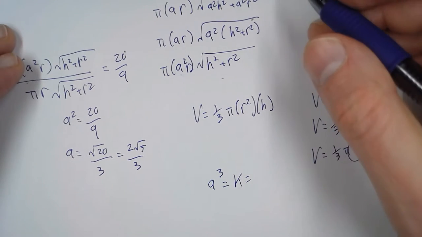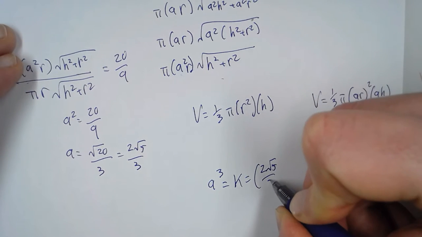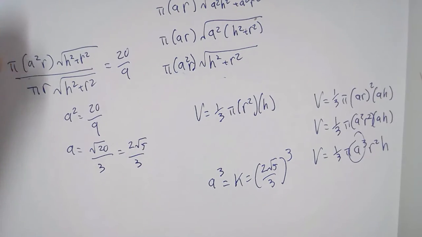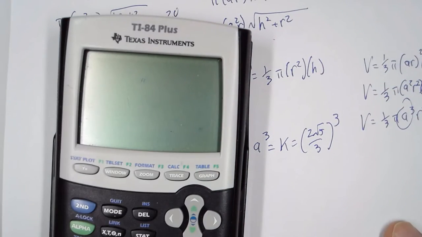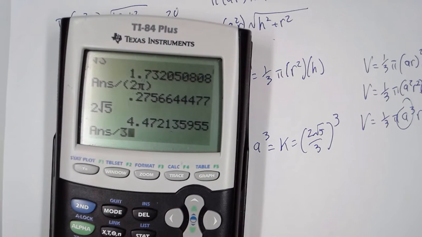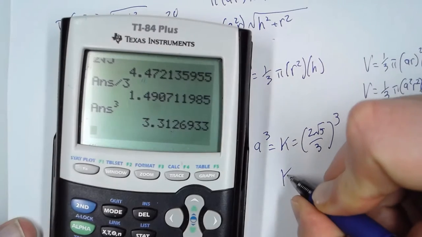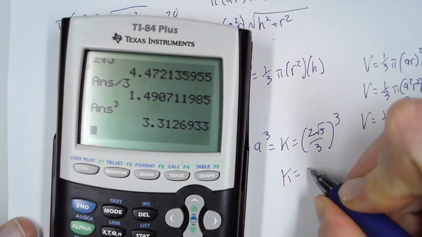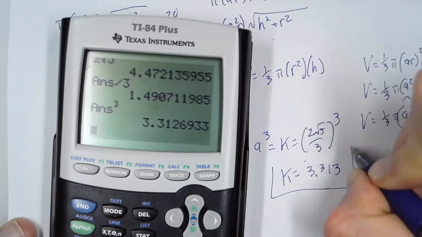And so to do that, we're just going to take 2 square root of 5/3, raise it to the third power. Now since it has to be a decimal, I'm not going to simplify that. Just go ahead, 2 times square root of 5/3, and raise it to the third power. And so to the nearest thousandth, it's 3.313 is our answer.